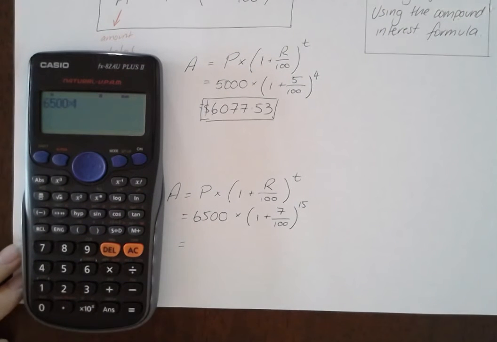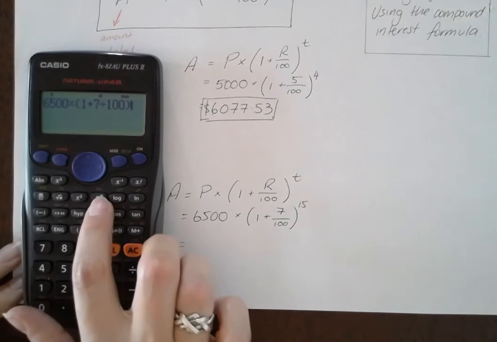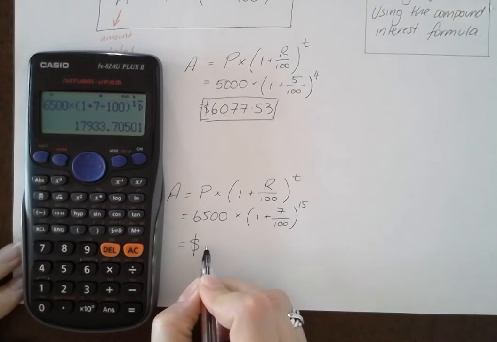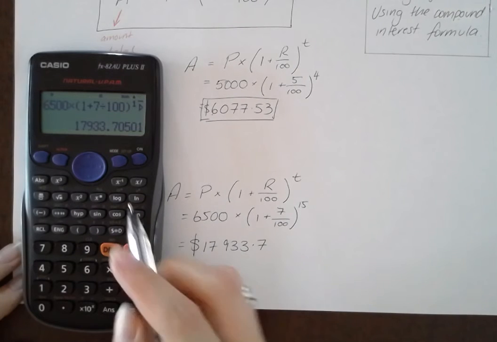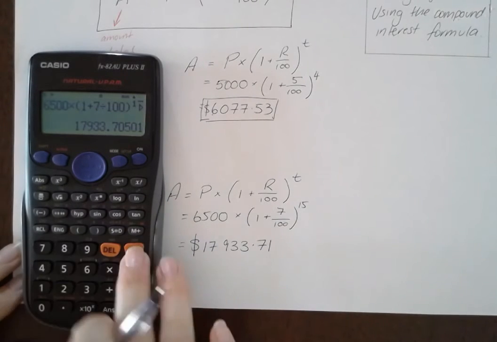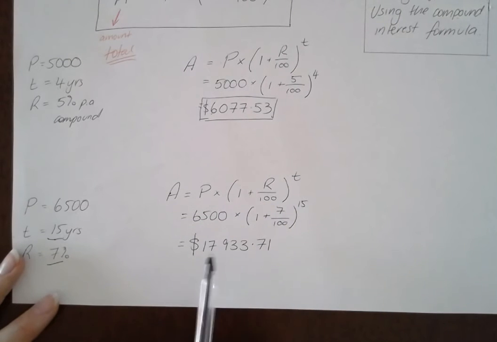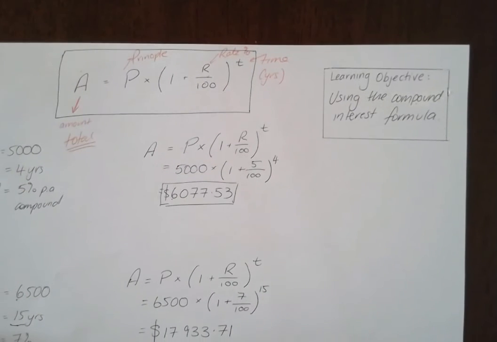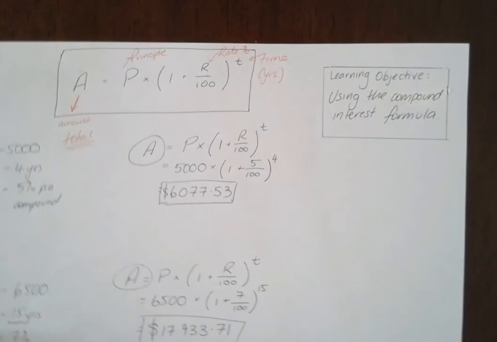Okay, multiplied by bracket 1 plus 7 divided by 100 bracket to the power of 15. Okay, our answer here is in dollars. It is 17933.7, and we'll round 0.71. That means after 15 years, this is how much money would be in our bank account if we started off with this amount in here. Now, keeping in mind what we found at the end of this is a total amount. It is not how much interest we've earned.